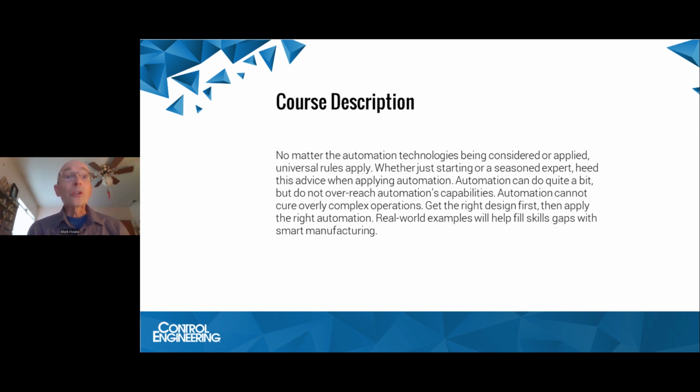So here's the course description. No matter what automation technologies are being considered or applied, universal rules apply to automation technology projects. Whether just starting or a seasoned expert, this advice can help when applying automation. Automation can do quite a bit, but you should not overreach automation's capabilities. It cannot cure overly complex operations. Get the design first, then apply the right automation. Real-world examples in this webcast will help fill the skills gap with smart manufacturing.